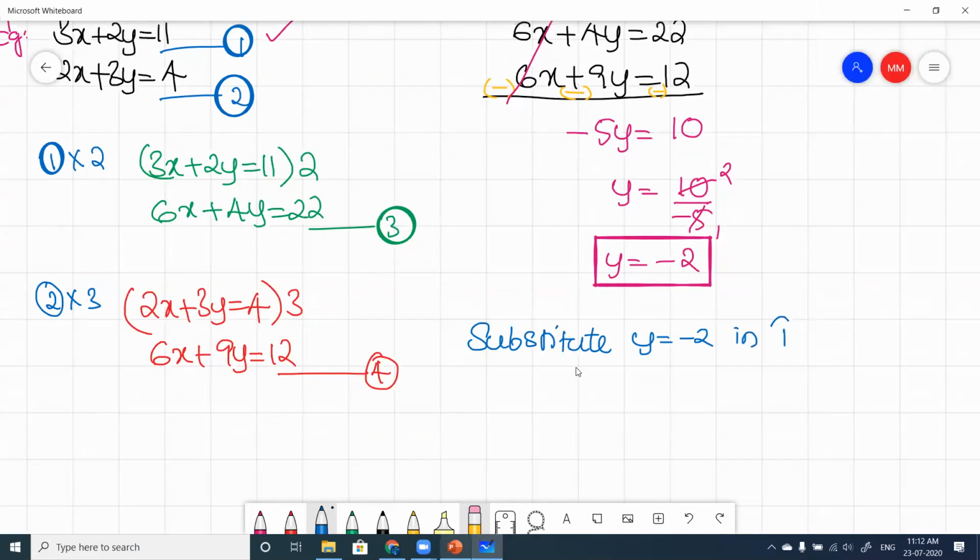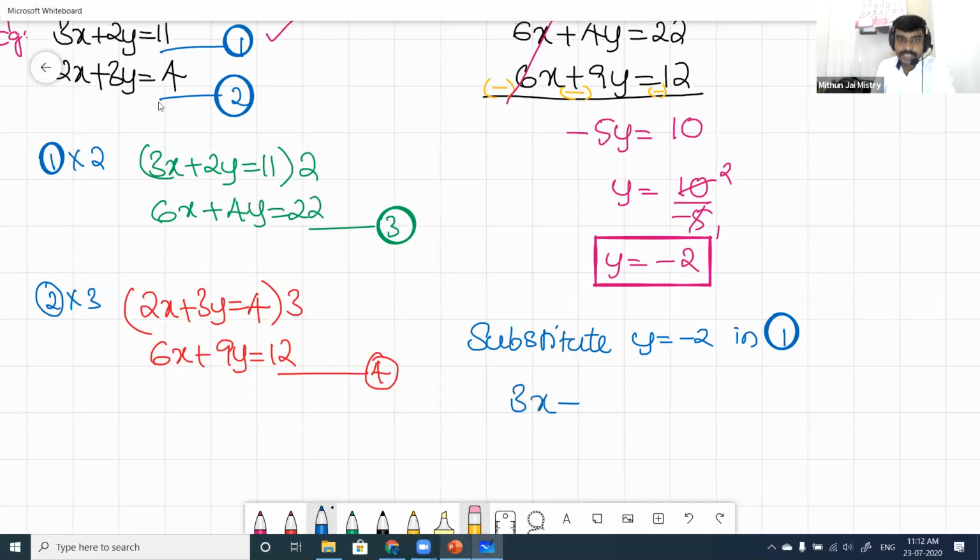Sir, unfortunately. Okay. Vinay Raj has given answer. Maybe that is for another question, he said. Okay, Nana. Good. So here, what is equation number 1? Equation number 1 is 3x plus 2y equals 11. And we are going to substitute y, right? We are going to substitute y.